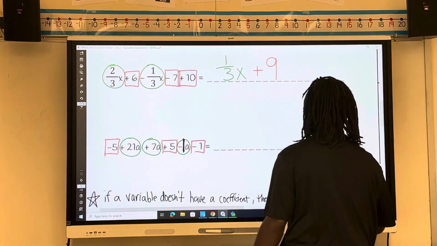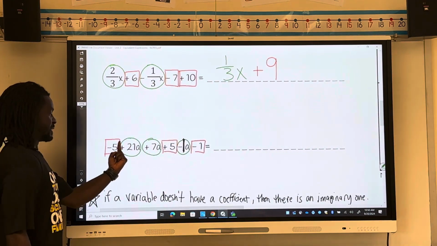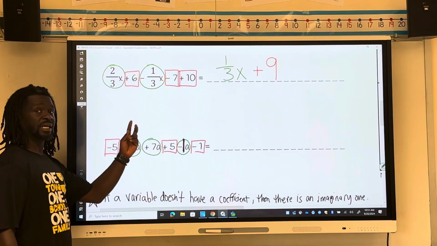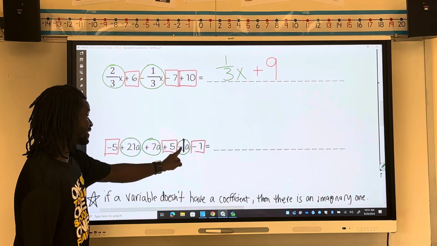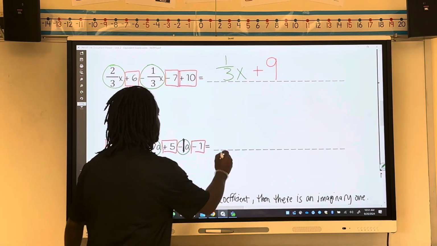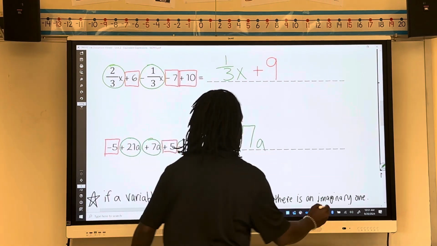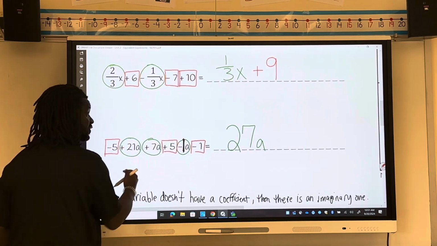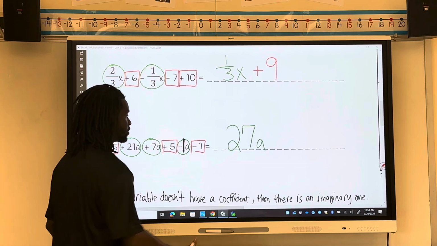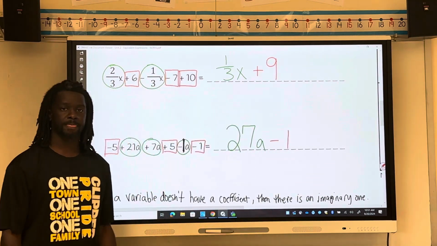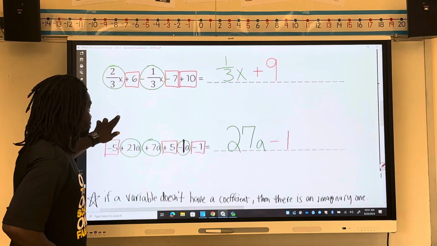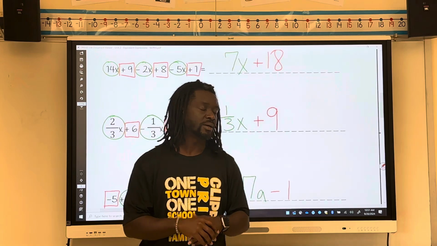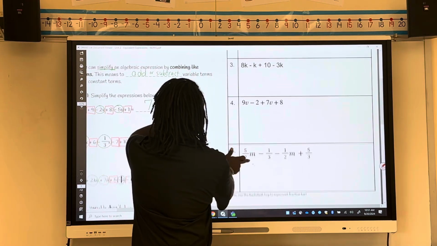So we're almost done. Let's go ahead and add these. So we got positive 21a plus 7a, so 21 plus 7 is 28. 28 minus 1 is going to give us 27a, okay? And then let's go ahead and add the constants. Negative 5 plus 5 is going to give me 0, and then minus 1 is going to give me a negative 1, all right? And so these 3 examples, again, kind of span all of the different types that you might see, okay? So now it is your turn, all right?